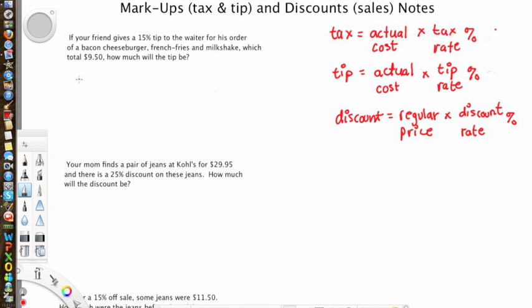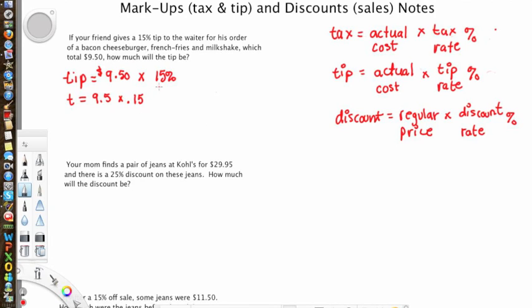Okay, so we have a friend here. He wants to be generous. He's tipping the waiter or waitress 15%. Well, we have to take the actual cost, which is $9.50, times the tip rate, which is 15%. That's what he chose he wants to give. And we're going to rewrite this as an equation. The T is equal to 9.5. I'm just dropping that zero, which is not necessary for calculations. I'm changing my percent to a decimal.